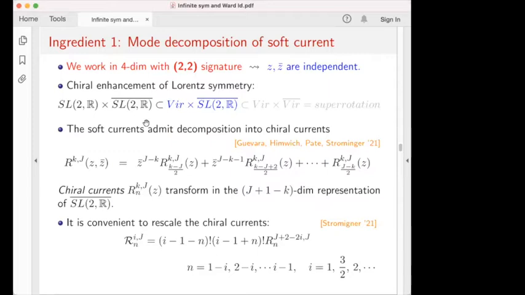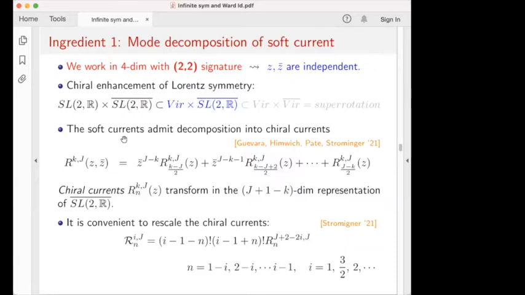If you are familiar with the BMS story, you know that this kind of Lorentz symmetry can be enhanced to the superrotation, and it's given by Virasoro times Virasoro bar. But today I'm not going to talk about the full enhancement. I will only consider this chiral enhancement. So only the left chiral part will enhance to this Virasoro. So the actual symmetry is Virasoro times SL(2,R) bar.